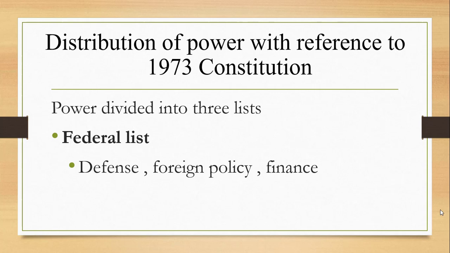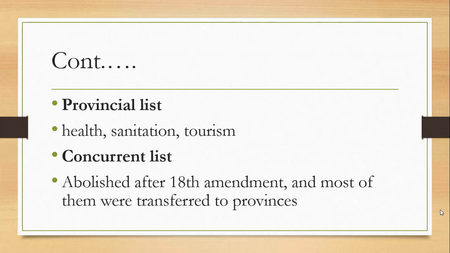So, the federal list. In the federal list, such subjects are included on which the federal government has the power to legislate. For example, defense, foreign policy, and finance. They are federal subjects, and it is the federal government which has the power to legislate on these subjects: defense, foreign policy, and finance. On these subjects, only the federal government can legislate.